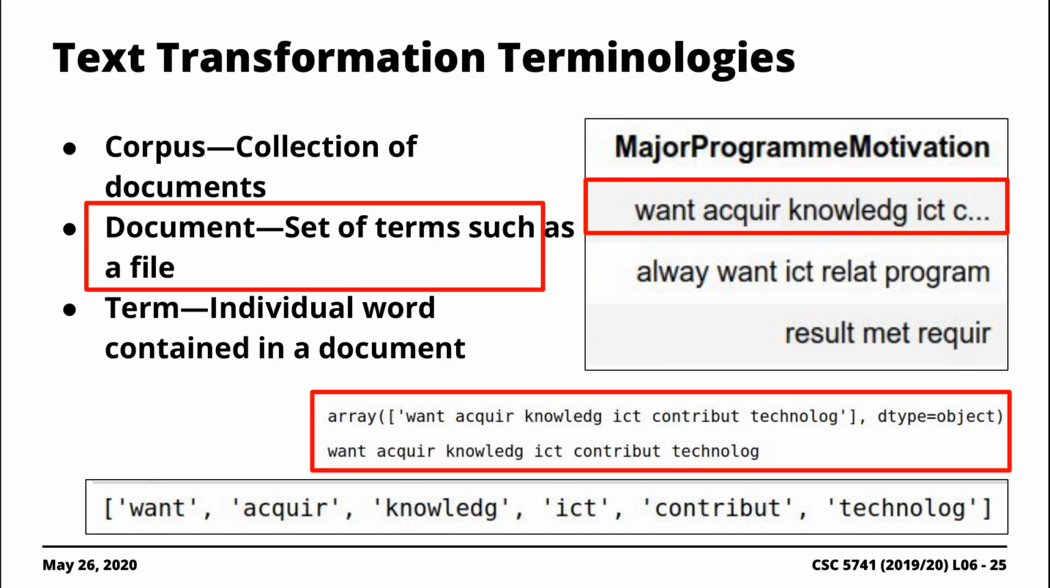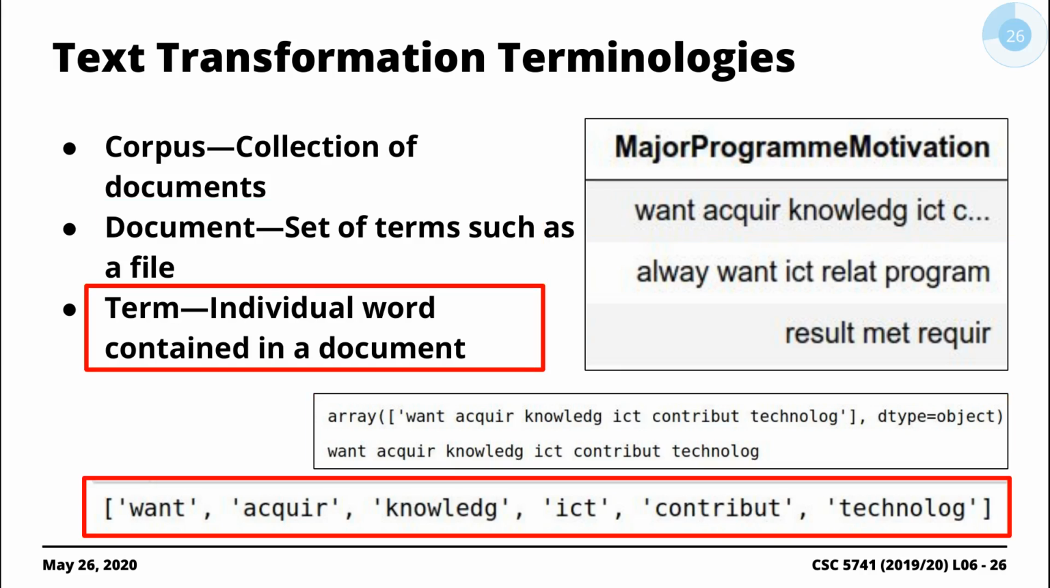Anyways, the individual entries within the corpus would form documents, right? So this is an example of a document. This piece of text here is a document.